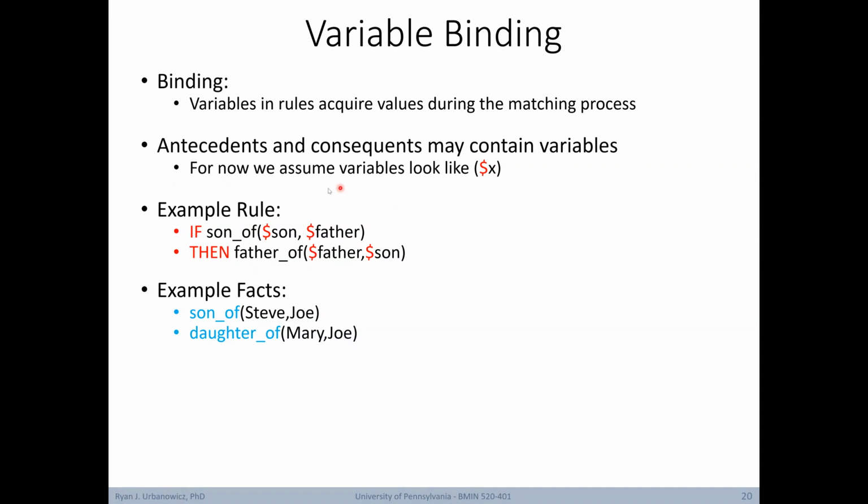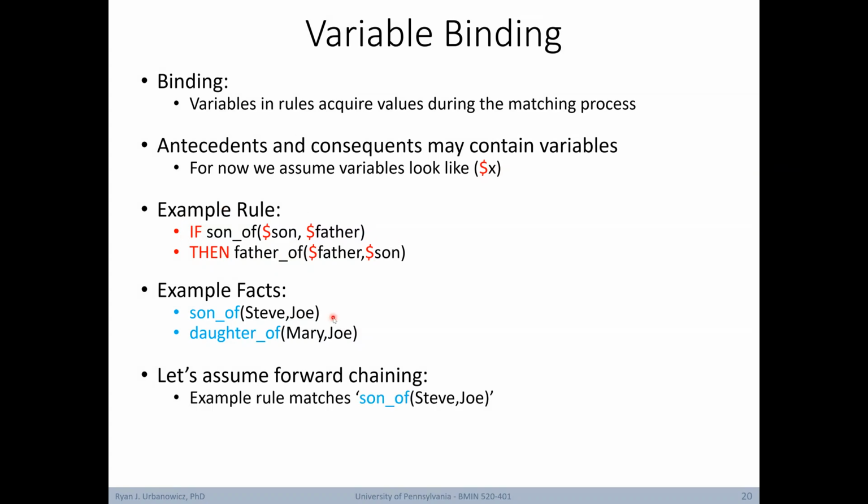Let's go back to our example rule from before. If son of $son, $father, then father of $father, $son. And let's say that these facts exist in our knowledge base. Now for this example, let's assume that we're doing forward chaining. So we're going to look for any facts that match any of the ifs in our rule base. And in this case, we have son of Steve Joe matches if son of $son, $father. In order to make this fact properly match this part of the rule, we need to bind some variables. Thus the value Steve gets bound to $son, and Joe gets bound to $father.